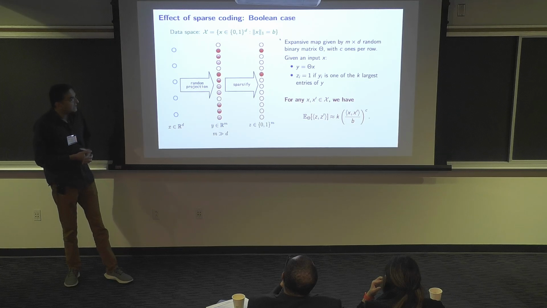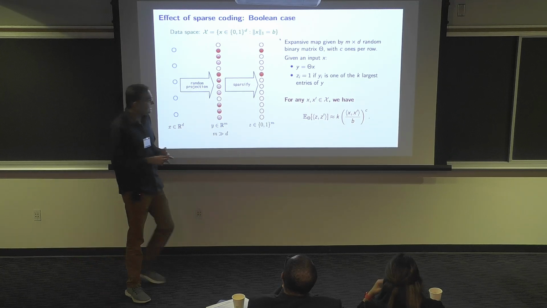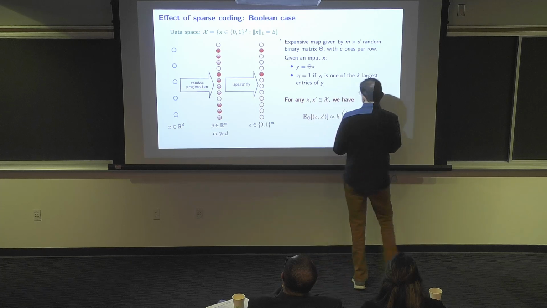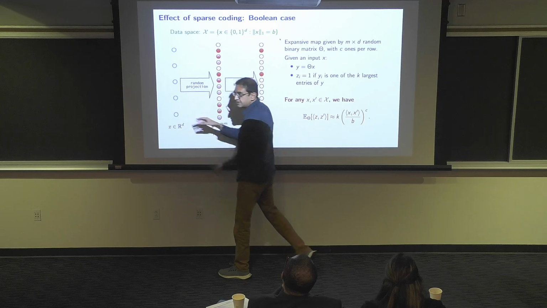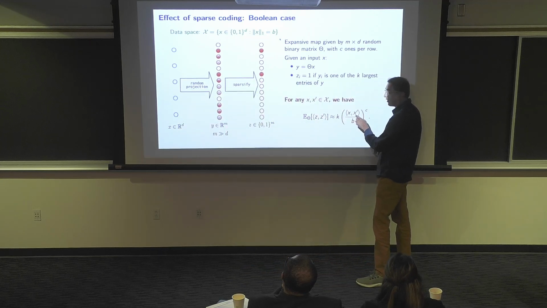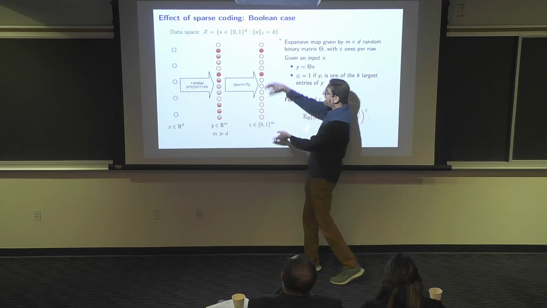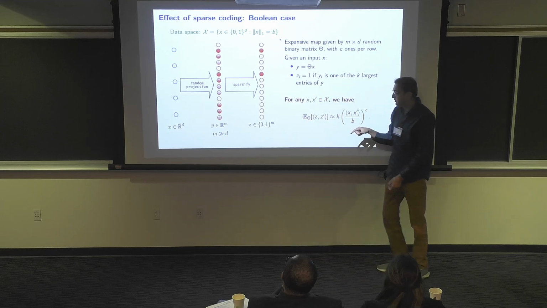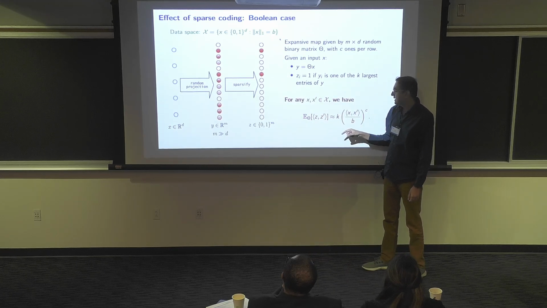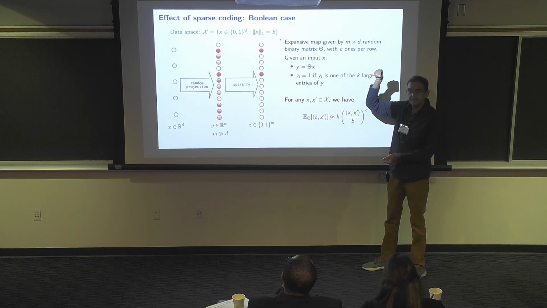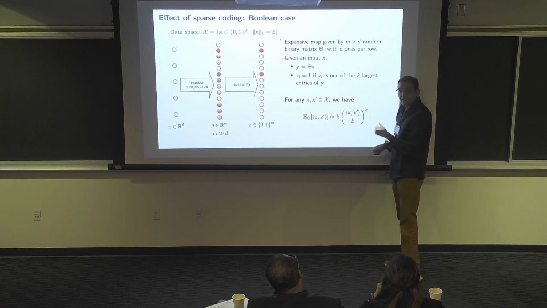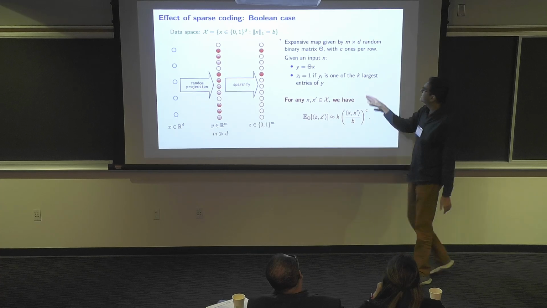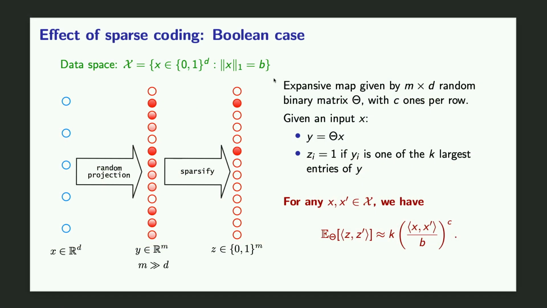So what turns out to be the case is that if you look at two different inputs, x and x prime, and you look at the high dimensional representations that they produce, z and z prime, then the dot products between the z's are the dot products between the x's raised to the power of c. And then there are some constants over here. In this case, c is whatever it is, 6 or 10, something like that.